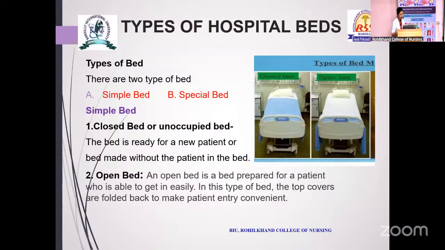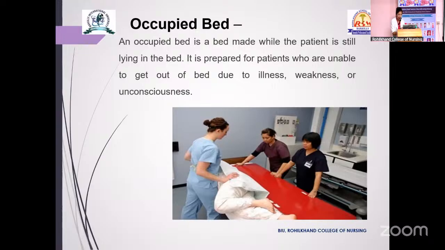In simple bed, first there is the closed or unoccupied bed, which means the bed is ready for a new patient, or a bed without a patient in it. Next, the open bed. This is a type of bed prepared for a patient who is able to get in easily. In this type of bed, the top covers are folded back to make patient entry convenient. Next is the occupied bed. In this, we make the bed while the patient is still lying in it. It is prepared for patients who are unable to get out of the bed due to some illness like fracture, weakness, coma state, or unconsciousness.